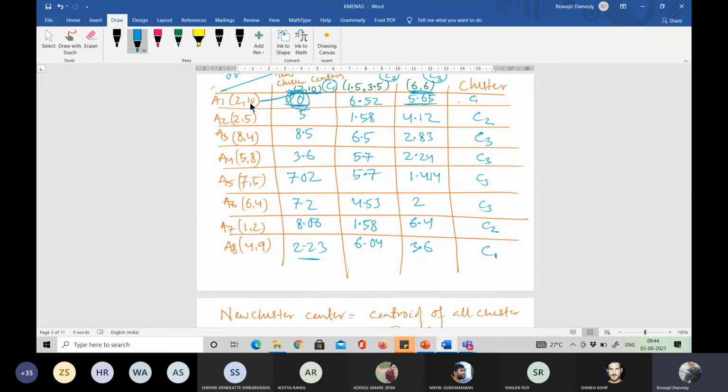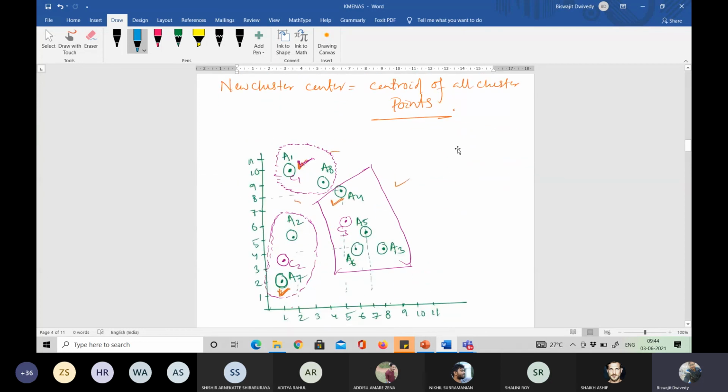So here you can see the minimum distance is this one, so it should go to cluster C1. Similarly, the minimum distance is 1.5 here, so that must be assigned to C2. Like that, I have to assign all of these points. After assigning, let us see how the clustering has changed.